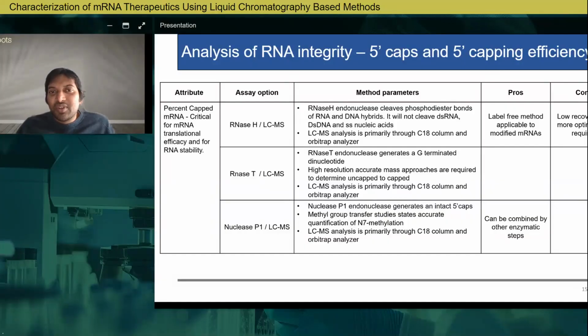One of the important things with nuclease P1 is that it can be applied in a systematic way. You can use nuclease P1 digestion and then go ahead and do your RNase-H or RNase-T digestion. It's a sequential thing, and it's not going to interfere with other enzymatic steps. Again, it's an LC-MS based method, with a C18 column and RP trap.